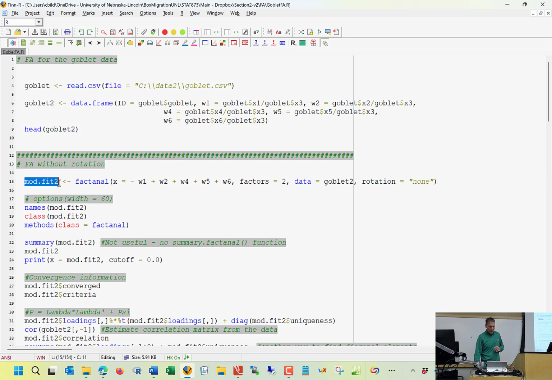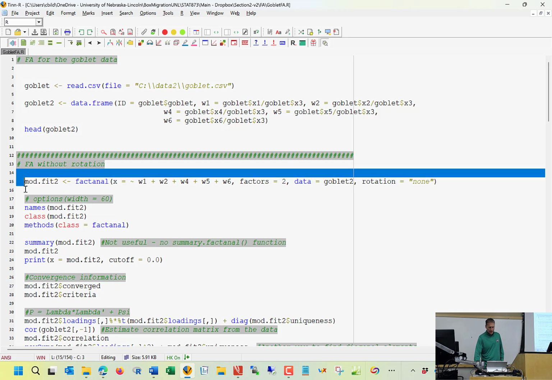I'm going to put the results from running this function into an object called mod.fit2. Where does this name come from? Model fit, two common factors. That's why I chose it. I could have chosen some other name if I wanted to.